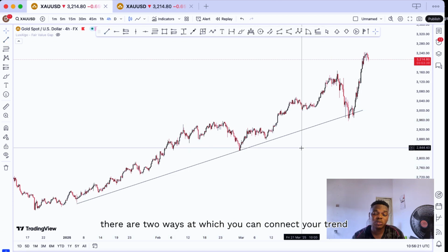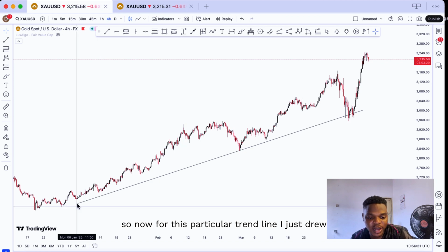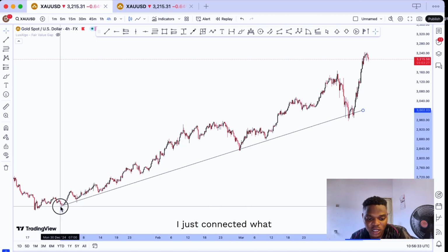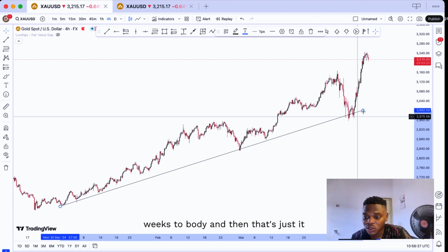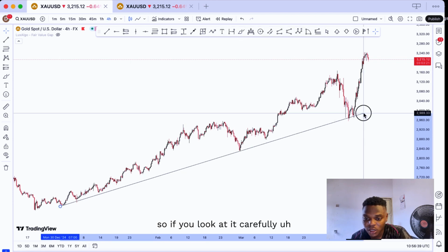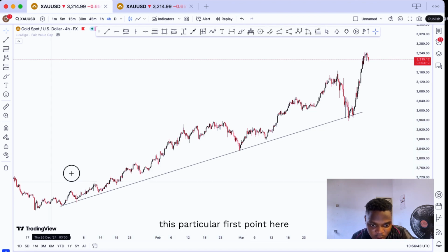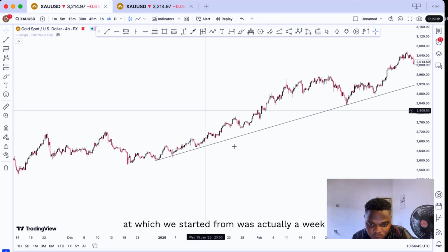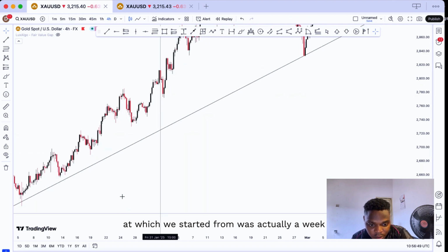Now, there are ways you can connect your trend lines. You can connect body to wicks, body to body, or wicks to wicks. For this particular trend line I just drew, I connected wicks to body. If you look at it carefully, you will see that the first point we started from was actually a wick.